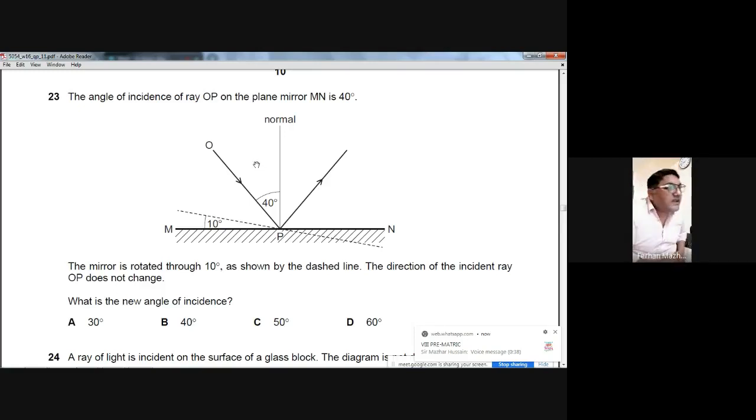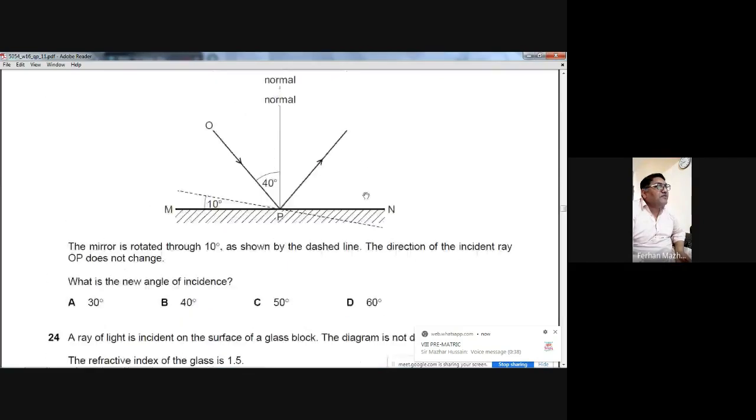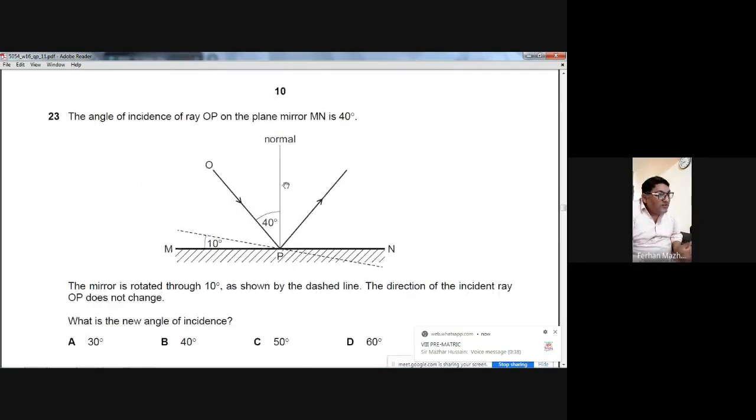So what is the angle of incidence? That will be 50, because if the normal moves 10 degrees clockwise, but the incident ray does not move, then the angle between the normal and the incident ray will become 50 degrees. Already there is 40, 10 degrees more.